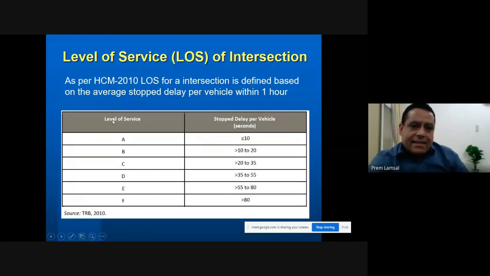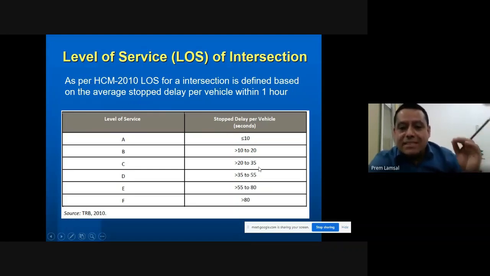And we are seeing these are the levels of service. These levels of service are basically governed by the delay caused within 1 hour. As per the Highway Capacity Manual, level of service of an intersection is defined based on the average stop delay. For example, if the average stop of the vehicle is 20 to 35 seconds in any intersection, that will give level of service C.